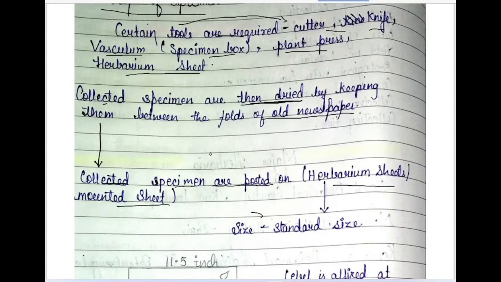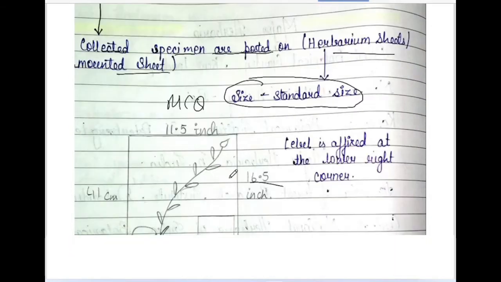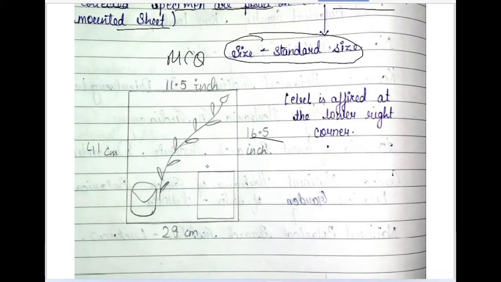Their size is very important. They are of standard size, 11.5 inch by 16.5 inch. It was an MCQ. The label is affixed at the lower right corner. That means if this is a herbarium sheet, its length should be 16.5 inches and its breadth 11.5 inches, and the label is fixed at the lower right corner.